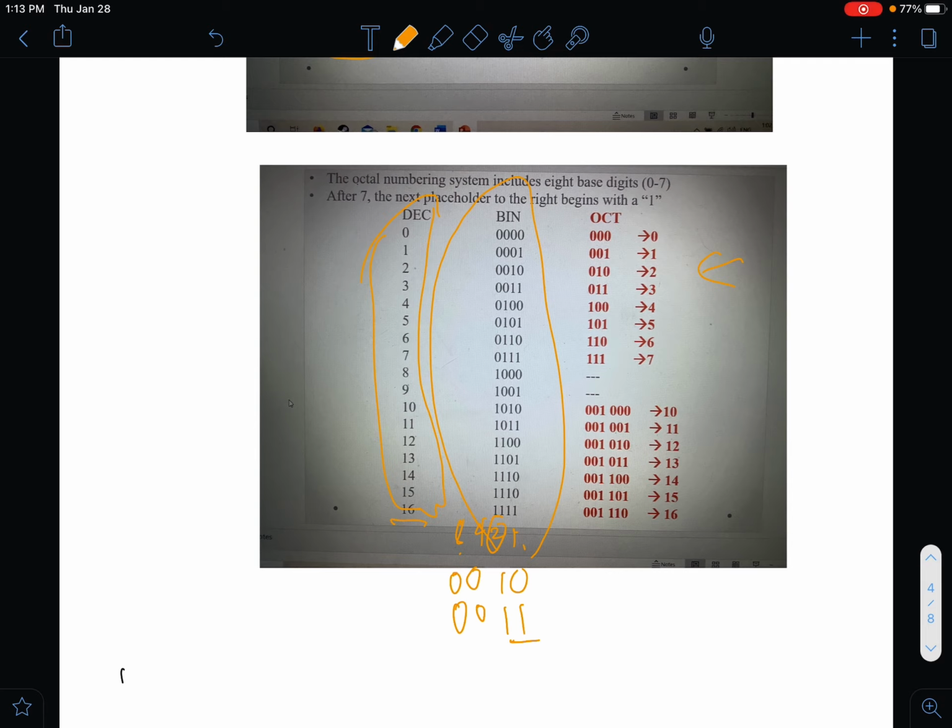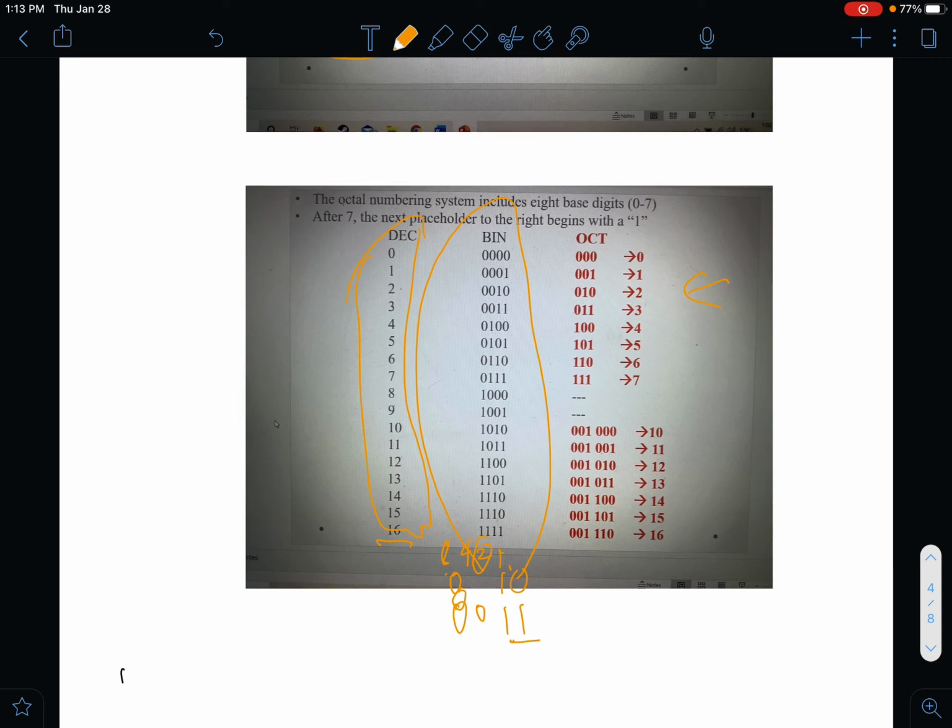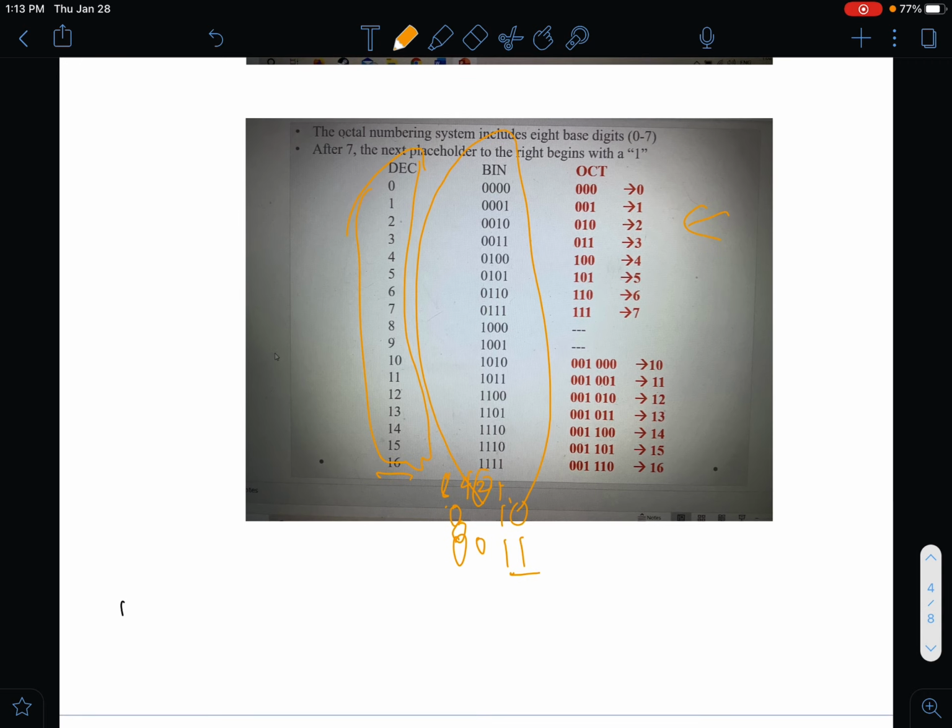Okay? Now, as per the presentation earlier, the octal is a 3-bit coding, which means that we only take 3 bits. So, from the slide here, you can see that each number in decimal is just a 3-bit coding, right? Now, after 7, the next placeholder to the right begins with 1, which means it would now be 0, 0, 1, 0, 0, 0.